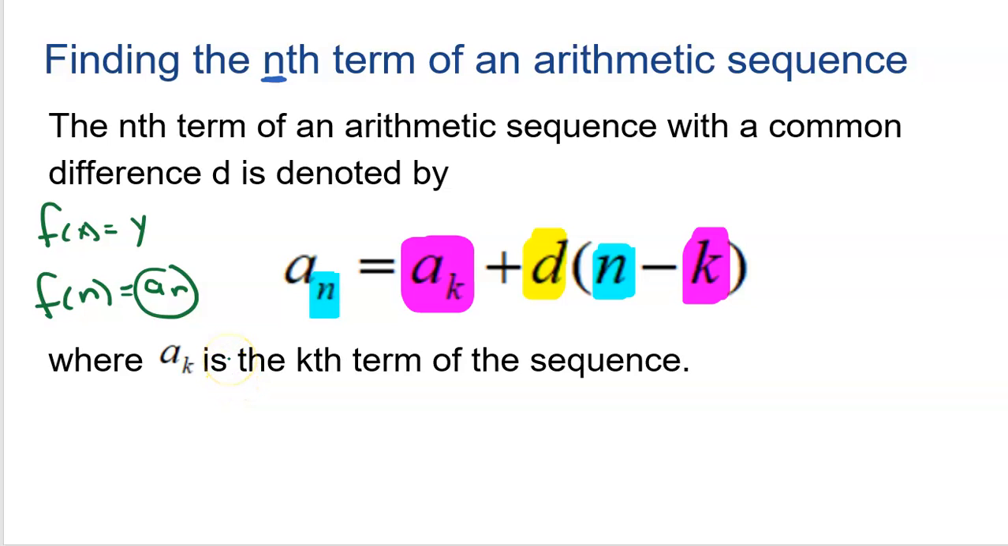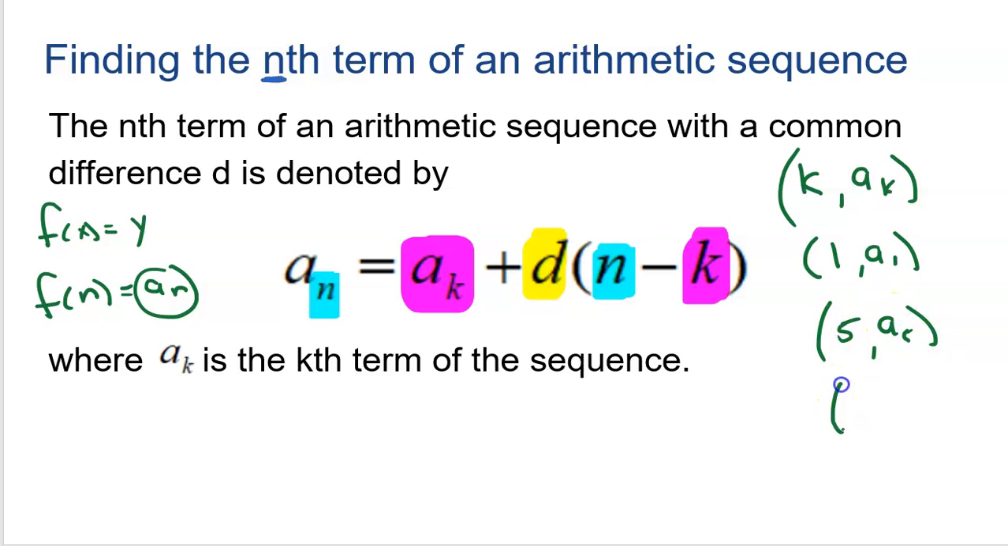Okay, so I know this is going to be a little confusing. It's the only thing that we're going to have to really kind of clarify here. But basically, k and a sub k is one of my inputs and outputs. So k is a term and a sub k is the term's value. And this is where you have freedom to use any term I want. So if I want to use a 1 for k, that's fine, but I just need to know what the first term is. That would be a sub k. Or I could use 5 for k, no big deal, I just need to know what the 5th term is. Or I could use 7 for k, but then I would just need to know what the 7th term is.